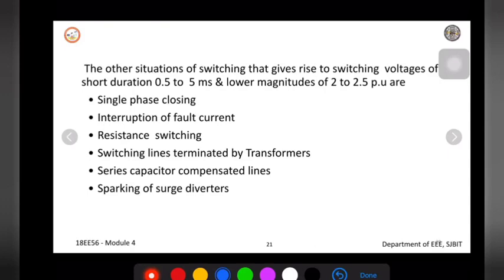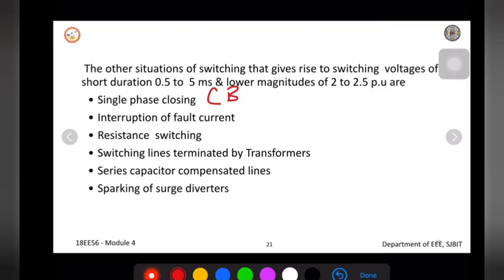And there are a few other switching situations which will give rise to switching over voltage of short duration, 0.5 to 5 milliseconds, and with a lower magnitude of 2 to 2.5 per unit. This happens when single phase closing of a circuit breaker occurs. Even though there are three phases, I'm trying to close only one phase. In that case also there will be a switching over voltage with a magnitude of 2 to 2.5 per unit.